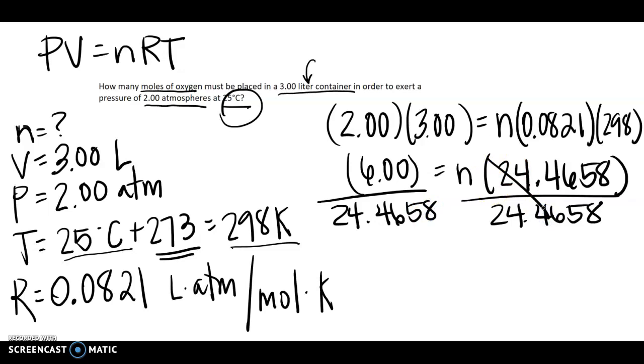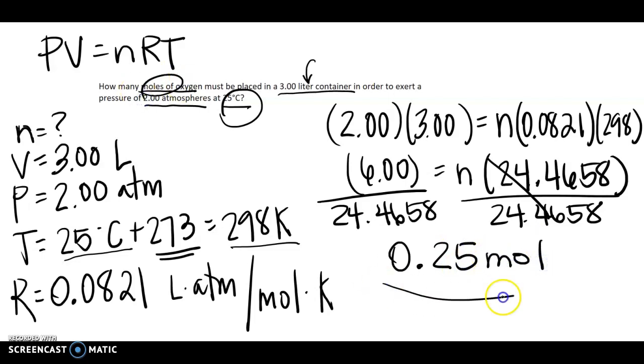And you should get 0.245, so I'm going to round that to 0.25, and that is moles. Because the problem is looking for moles, that is our final answer. So hopefully that helps you in solving ideal gas law problems.